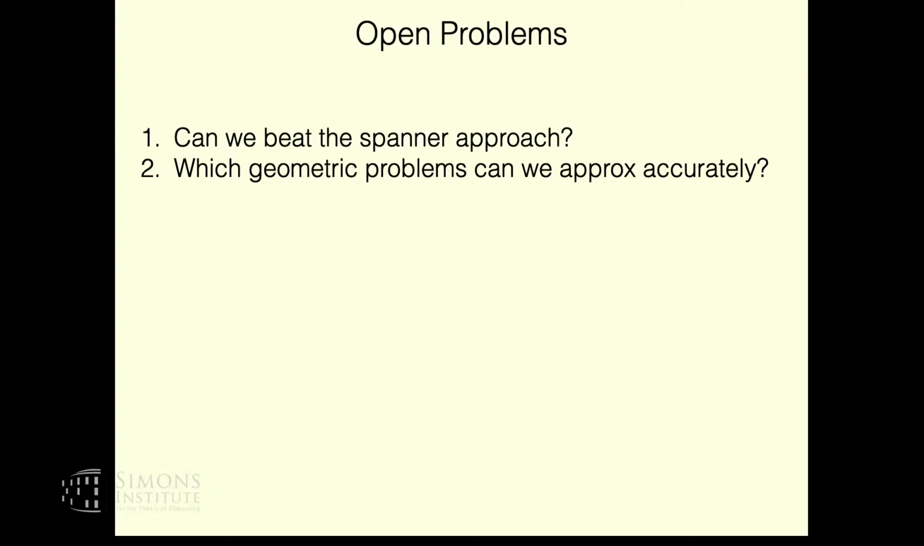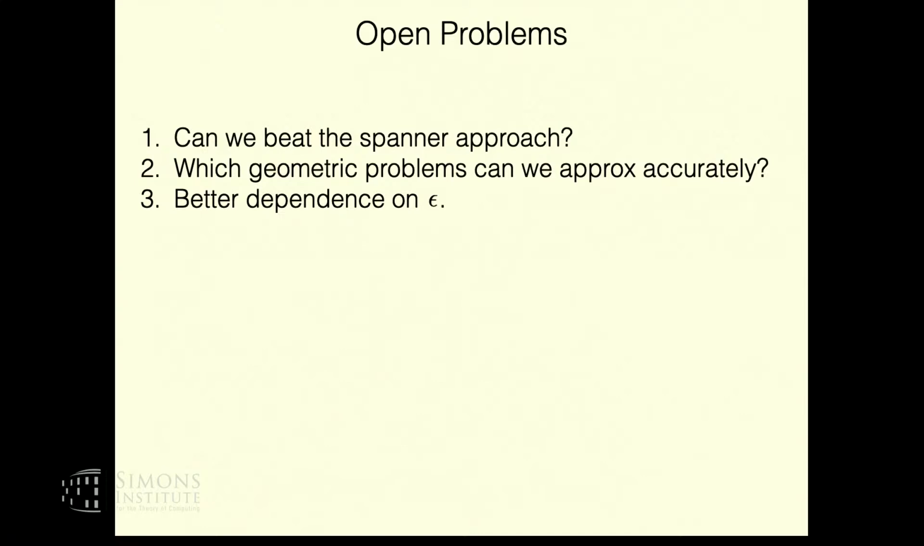Again, what other geometric problems can we approximate the cost of accurately? I think there's a paper of Chuzhoy and Zoller that shows how to approximate the cost of the Euclidean minimum spanning tree. So there are other kinds of geometric problems for which you can get good approximations to the cost using other kinds of techniques.